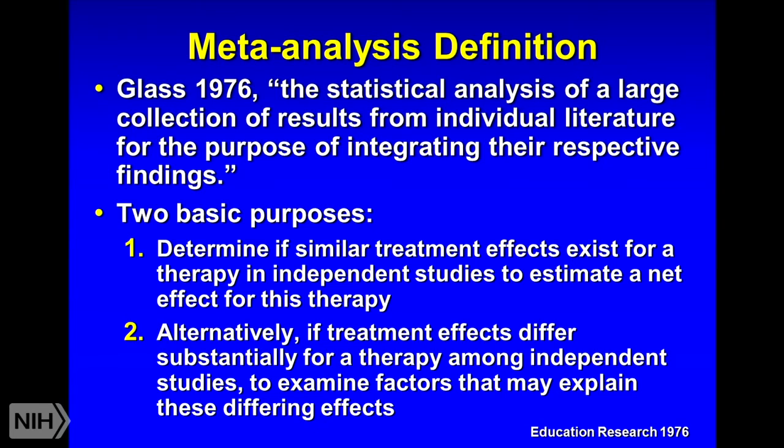There's really two types of meta-analyses, and the second one is the one I do more of. The first one, and I think that's done less today, is to determine if a similar treatment effect exists for a therapy in independent studies, to estimate a net effect for this therapy, with the idea that you did a large number of randomized controlled trials and they were underpowered. And when you combine them, you'll find a significant effect.